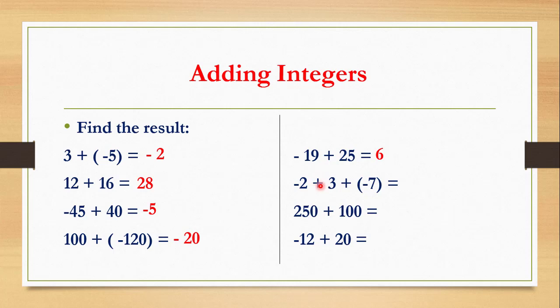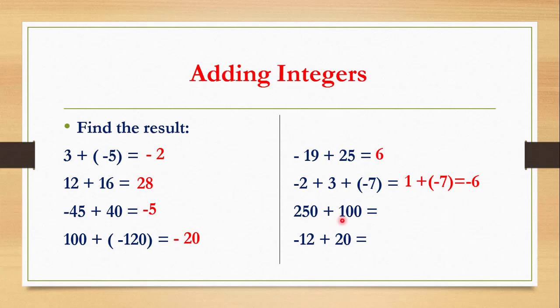Negative 2 plus 3 plus negative 7. At first, start from the left. Negative 2 plus 3, different sign, take the sign of the greater, positive sign. 3 minus 2 equals 1. So 1 plus negative 7, again 2 different signs. Take the sign of the greater, negative, and subtract. 7 minus 1 equals 6.